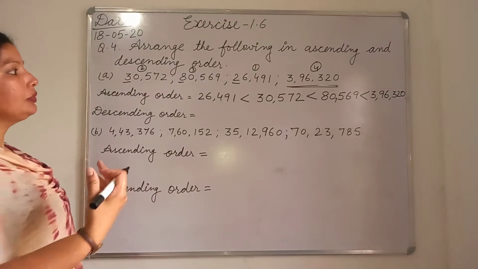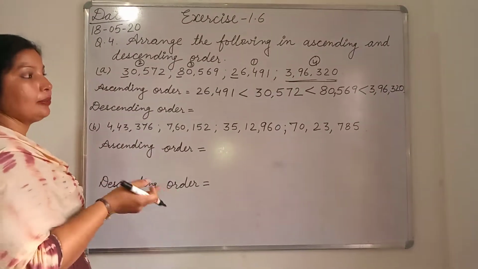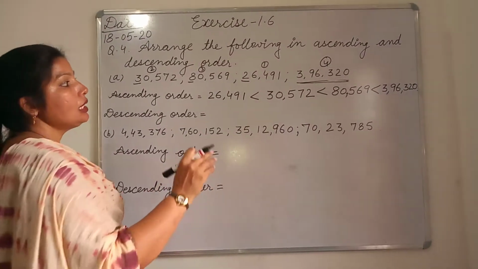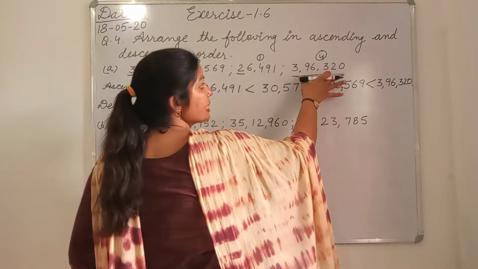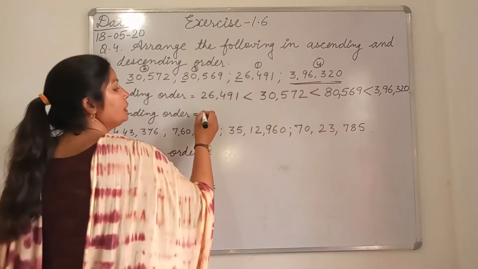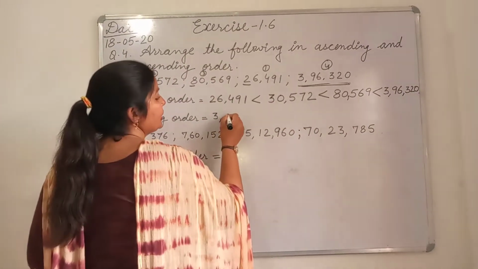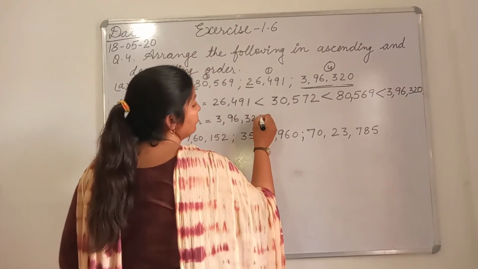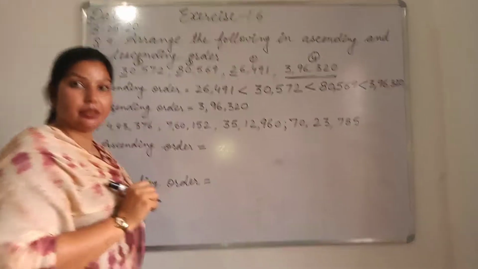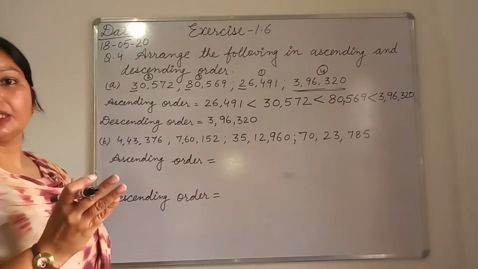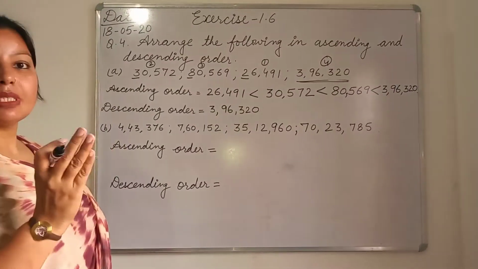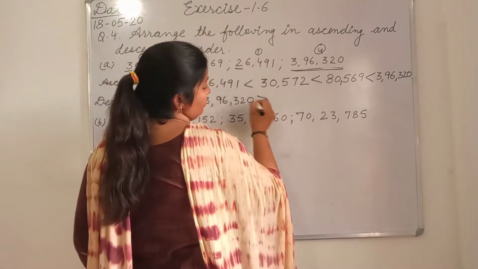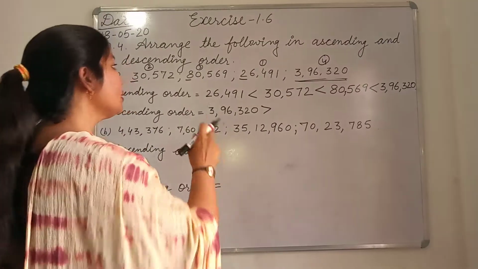Now we should arrange this in descending order. In descending order, what do we do? First of all, we write the largest number. The largest one is this, so first we write 3,96,320. Now which symbol do we put there? We put the greater than symbol because the first number is the greater.